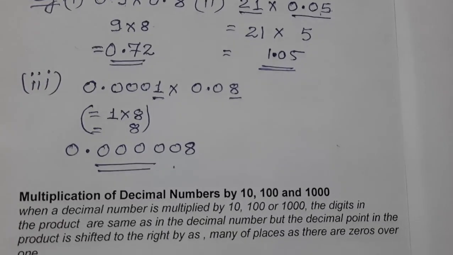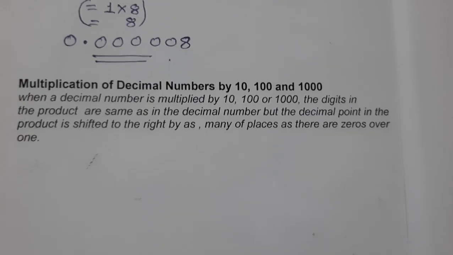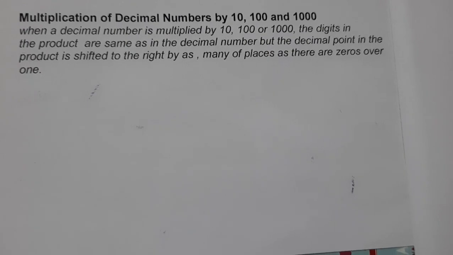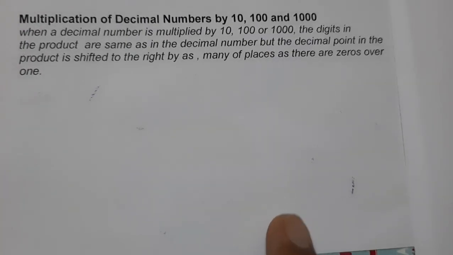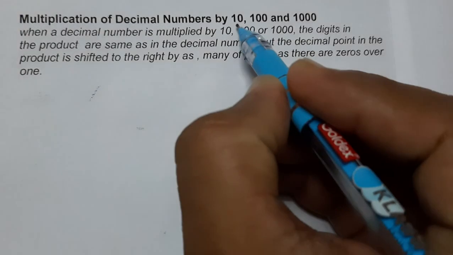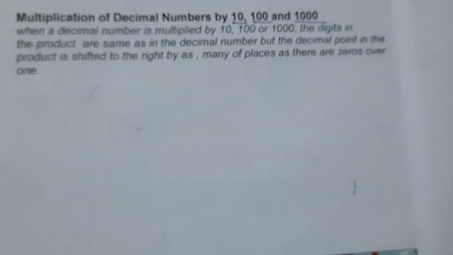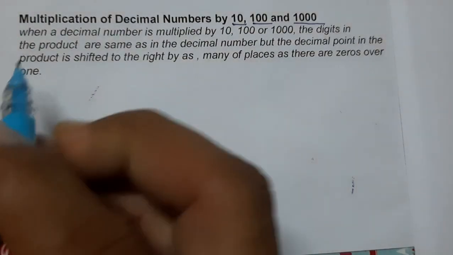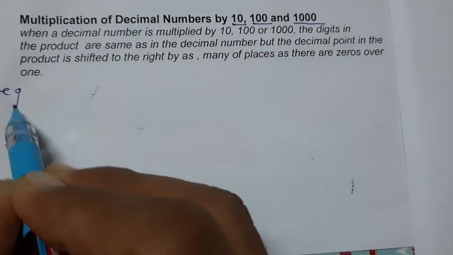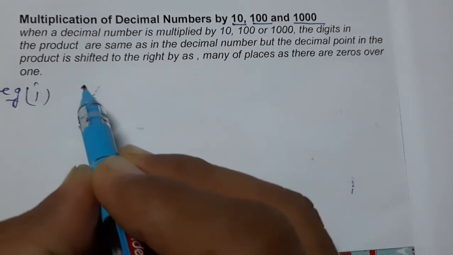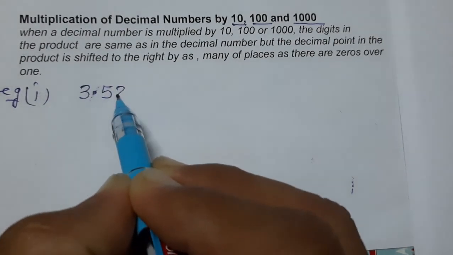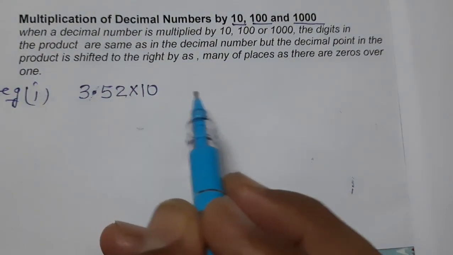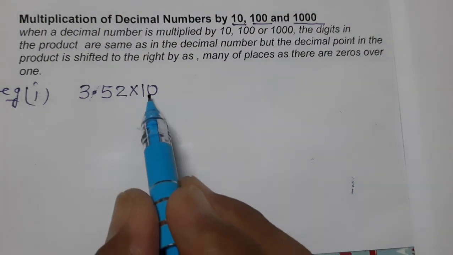Now we will study multiplication of a decimal number by 10, 100 and 1000. So how to multiply by 10, by 100, by 1000? Let us take an example. First of all, examples with 10. Example number 1. See, 3.52 multiply by 10. I am doing the same question with 10, 100, 1000 all. So let us multiply by 10.